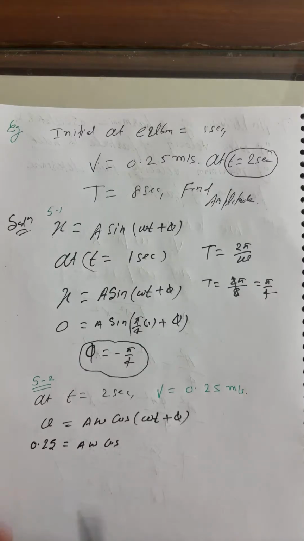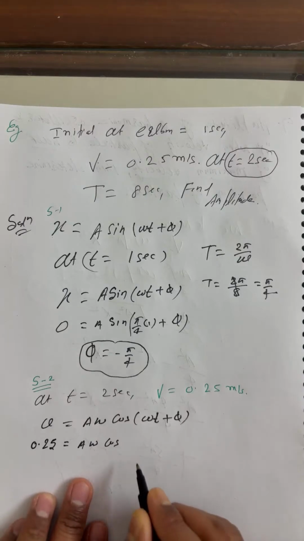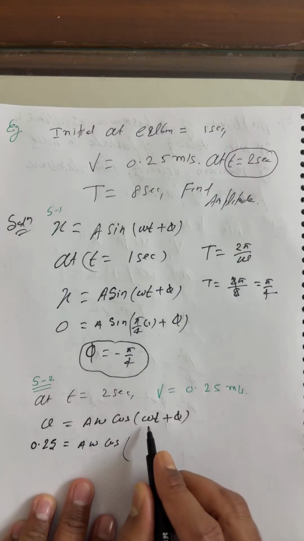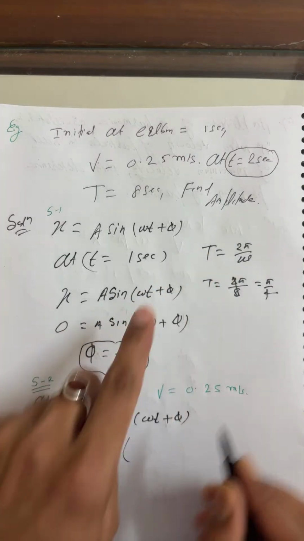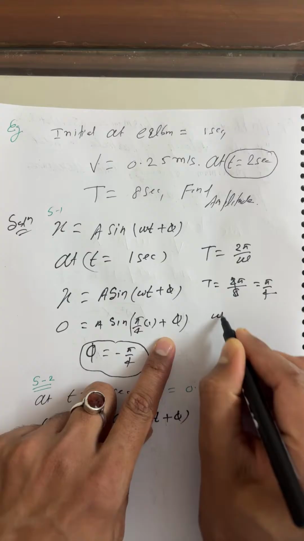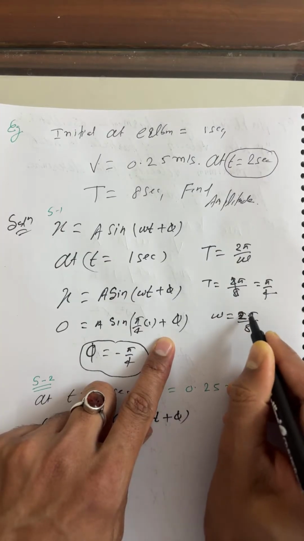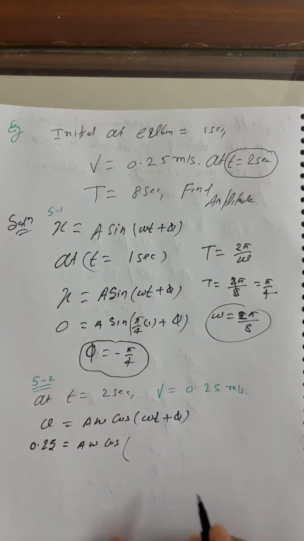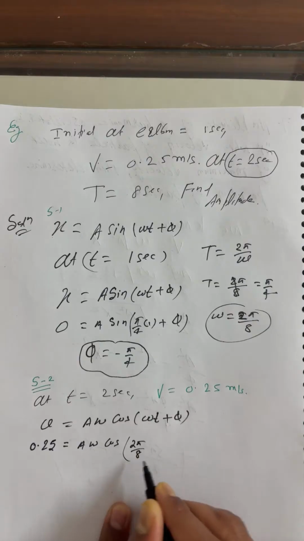Now, this is what? Cos. Amplitude, 0.25. I'll see, I'm just solving. Omega, this is cos. And omega is what? 2 pi by 8. Now we can also find T. Omega we can also say here, 2 pi by 8. Both are correct. So you can say this is 2 pi by 8.